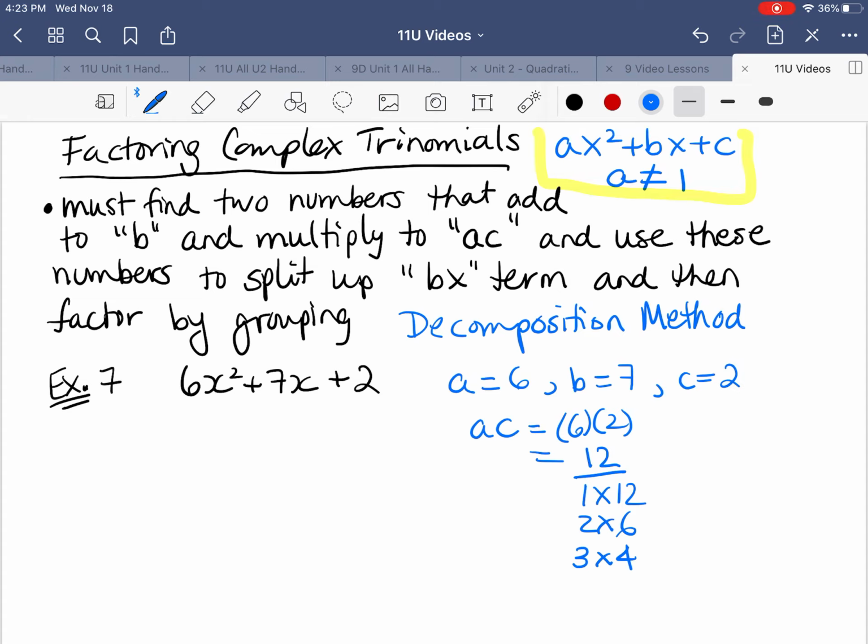Now, we have found all of those pairs. Now we need to find which pair also adds to give us b, which is 7. So again, we have 3 and 4. They multiply to 12, which is a times c, and they add to give us 7.